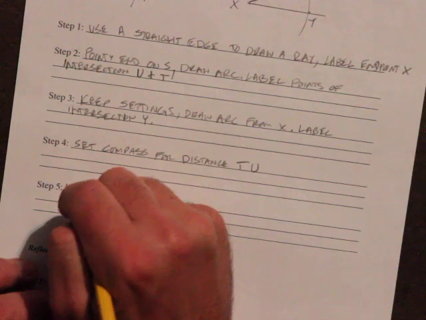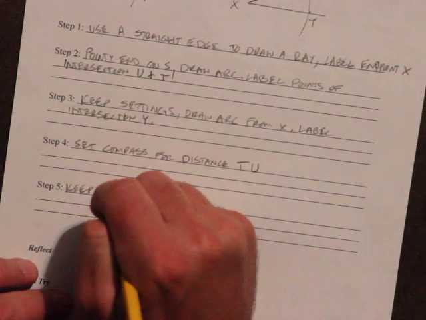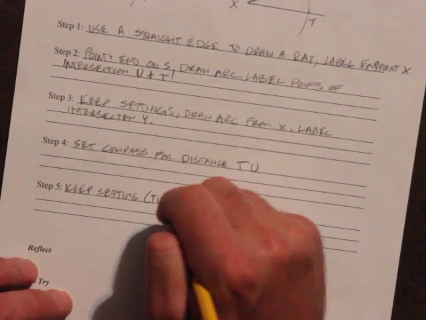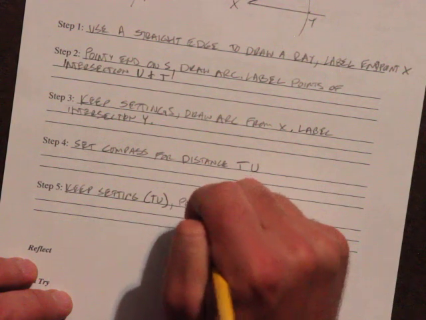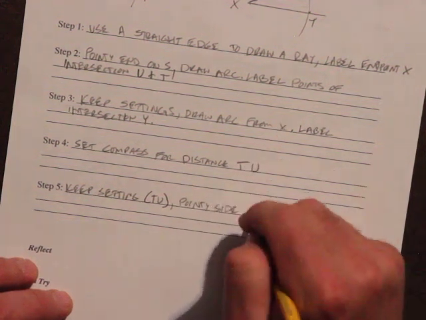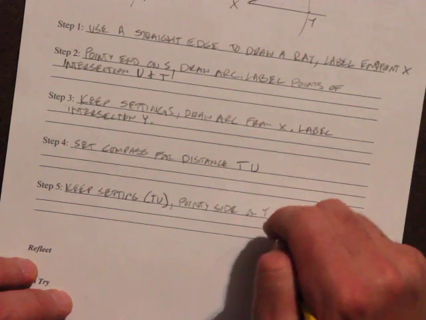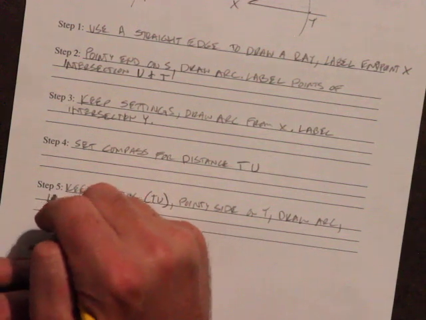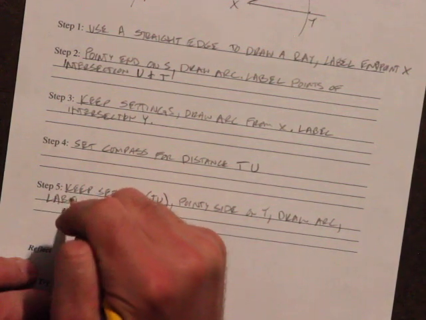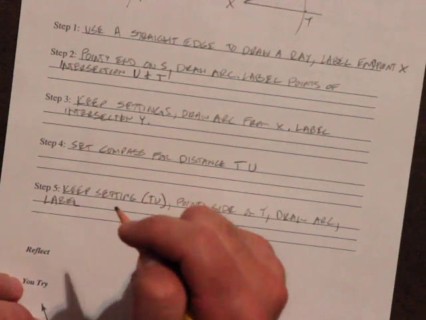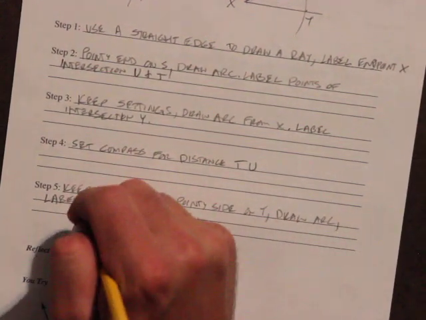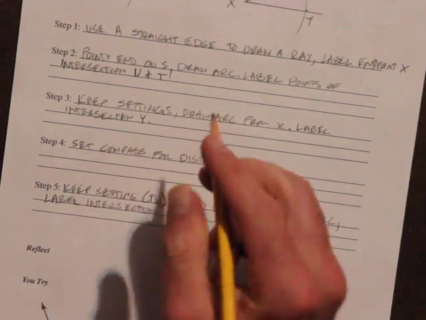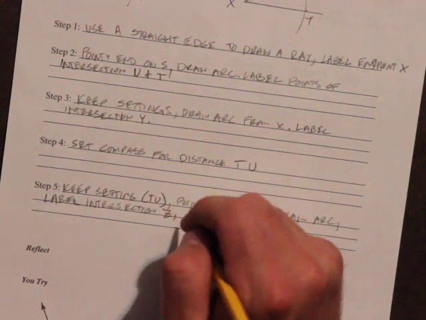Alright, keep the setting. And so that was the setting that was TU, right? Pointy side on Y now. Draw an arc. Label intersection Z. Draw XZ.